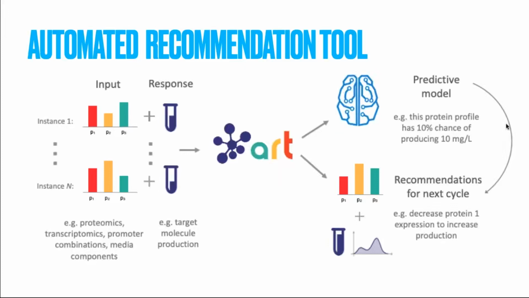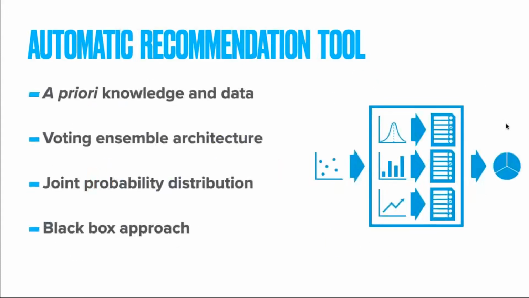And it gives you, through this artificial intelligence, recommendations for what you should do next. And you can see that little graph there, and that's what you try in the lab. Now, how does the automatic recommendation tool work?